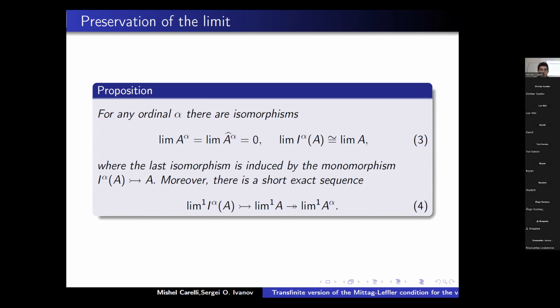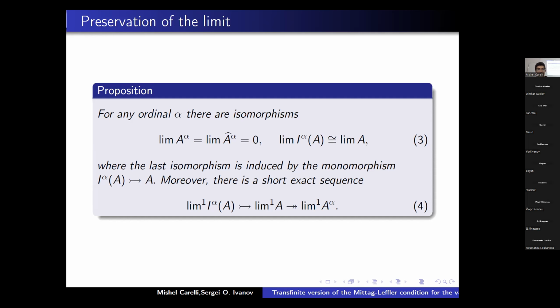Okay, the short exact sequence can be obtained because we have an exact sequence of limits, but before the first member of this short exact sequence, we need to have the limit of A alpha. But since we know that it's 0, then obviously it's a short exact sequence.